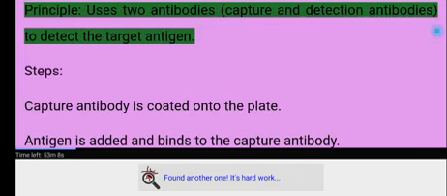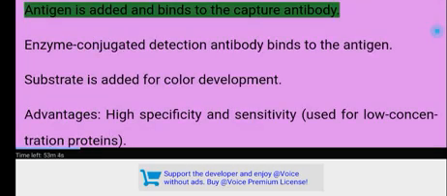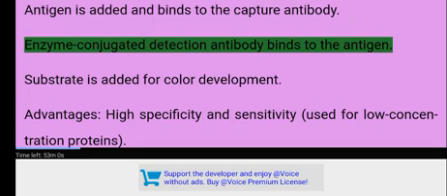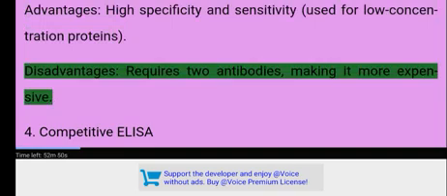3. Sandwich ELISA. Principle. Uses two antibodies, capture and detection antibodies, to detect the target antigen. Steps. Capture antibody is coated onto the plate. Antigen is added and binds to the capture antibody. Enzyme conjugated detection antibody binds to the antigen. Substrate is added for color development. Advantages. High specificity and sensitivity, used for low concentration proteins. Disadvantages. Requires two antibodies, making it more expensive.